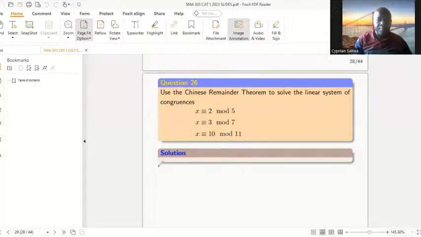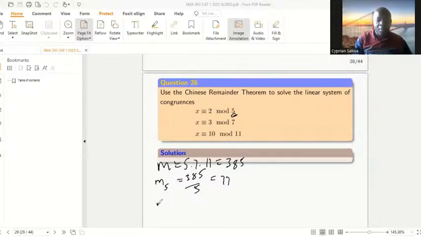M is 5 times 7 times 11, and doing it on my calculator, I get 385. You can use your calculator. What about M with respect to 5, M modulo 5? It would be 385 divided by 5, and that gives me 77.